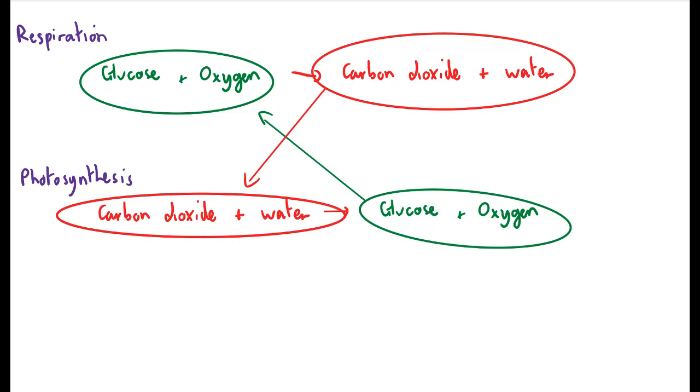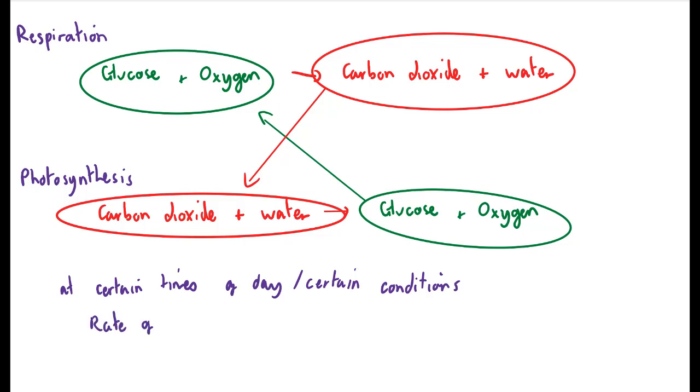Now, why is this important? Well, this is important because at certain times of the day, or in certain conditions, in a plant, the rate of photosynthesis will equal the rate of respiration. That basically means that whatever the plant produces in photosynthesis gets used up in respiration, and likewise, whatever it produces in respiration gets used up in photosynthesis.